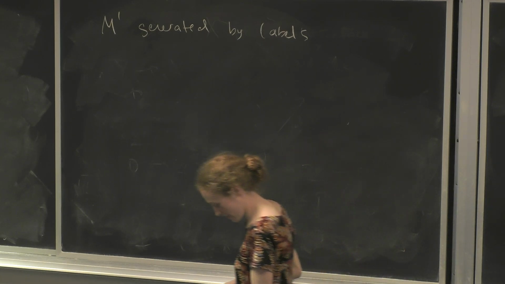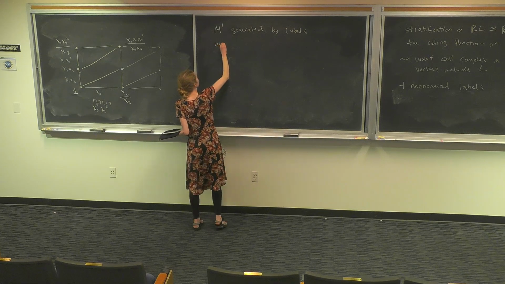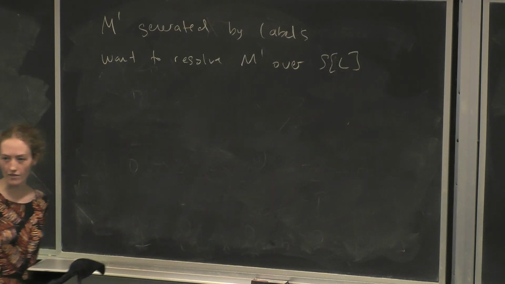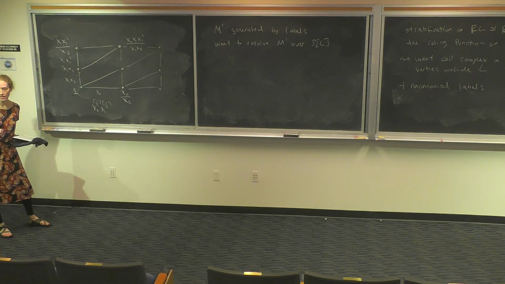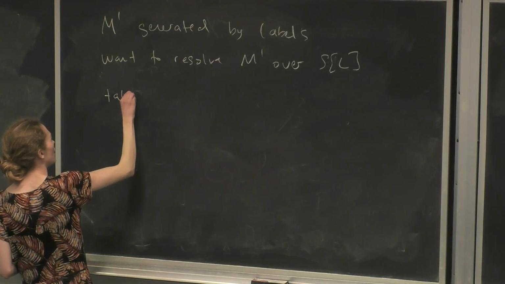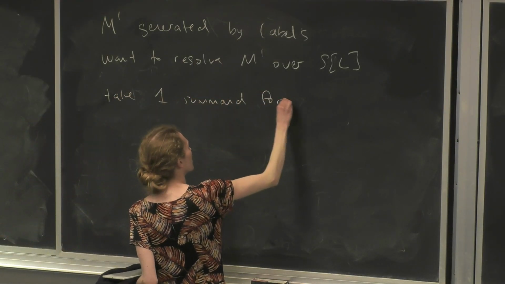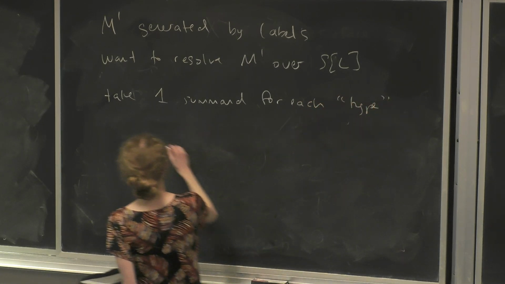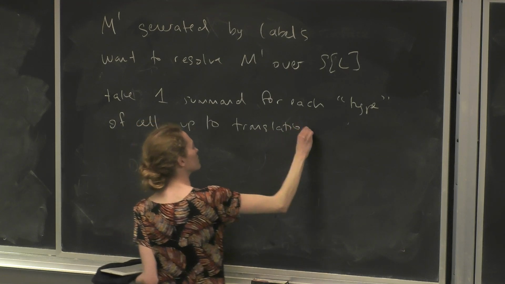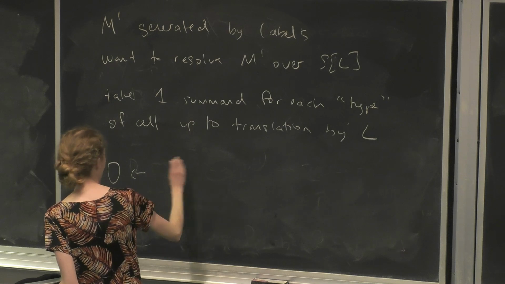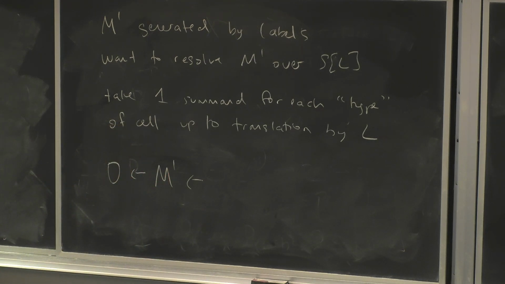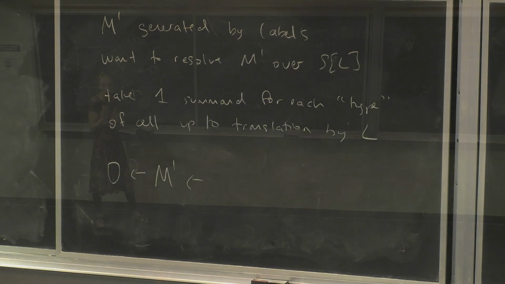So we're going to generate by the labels, and now we're supposed to resolve. So we want to resolve M prime over SL. And this is where the cellular part of the cellular resolutions is going to come in. This picture is actually going to tell us how to resolve M prime over SL. So what we're going to do is take one summand of SL for each type of cell up to translation by L. Okay, so this is kind of why this whole machinery is useful, is that you can read off the resolution of M prime from the picture. It's not obvious that this is going to work, but it's part of the theorem that this works.